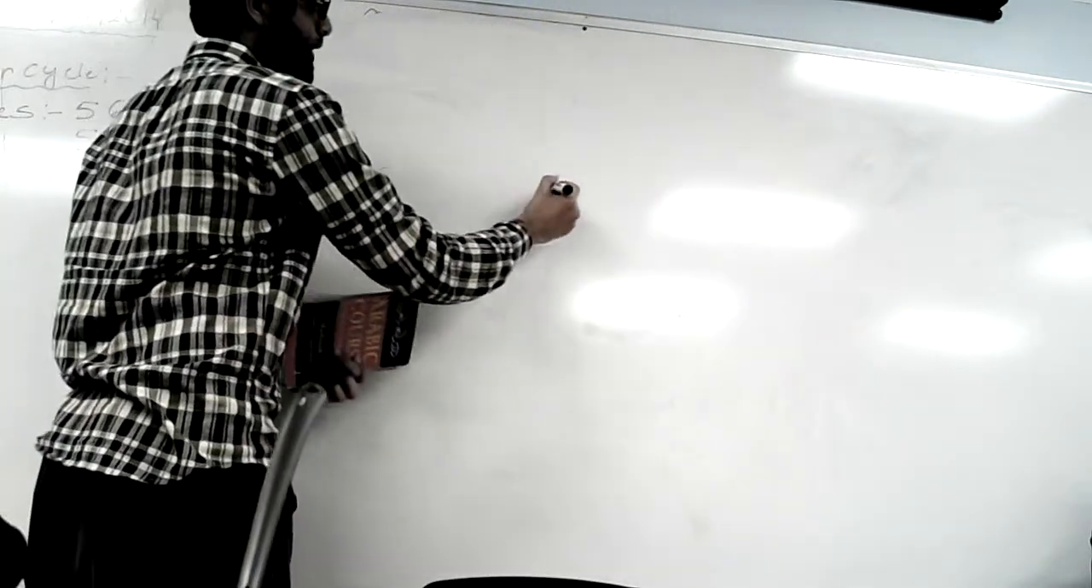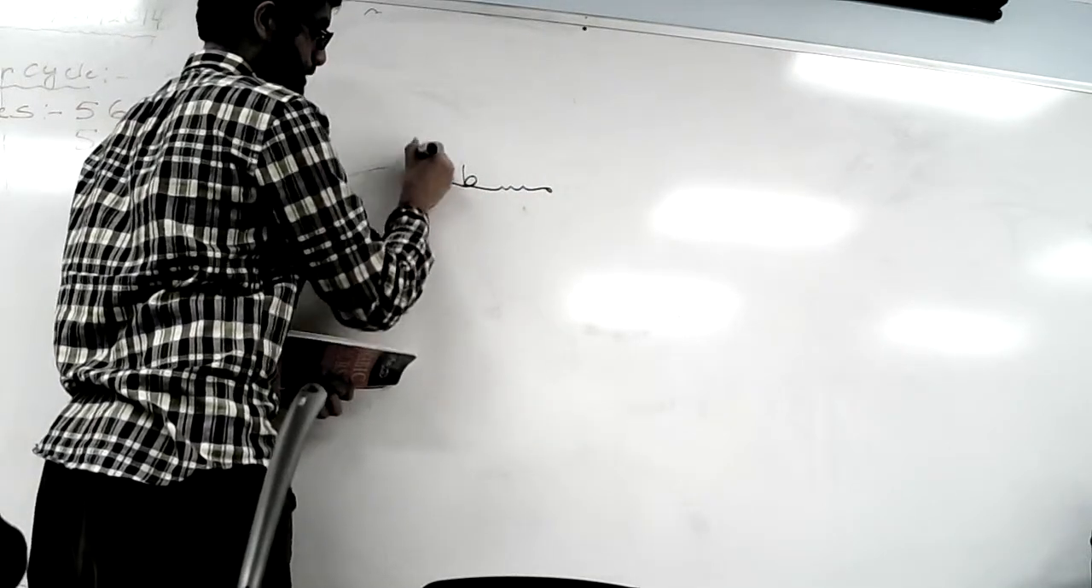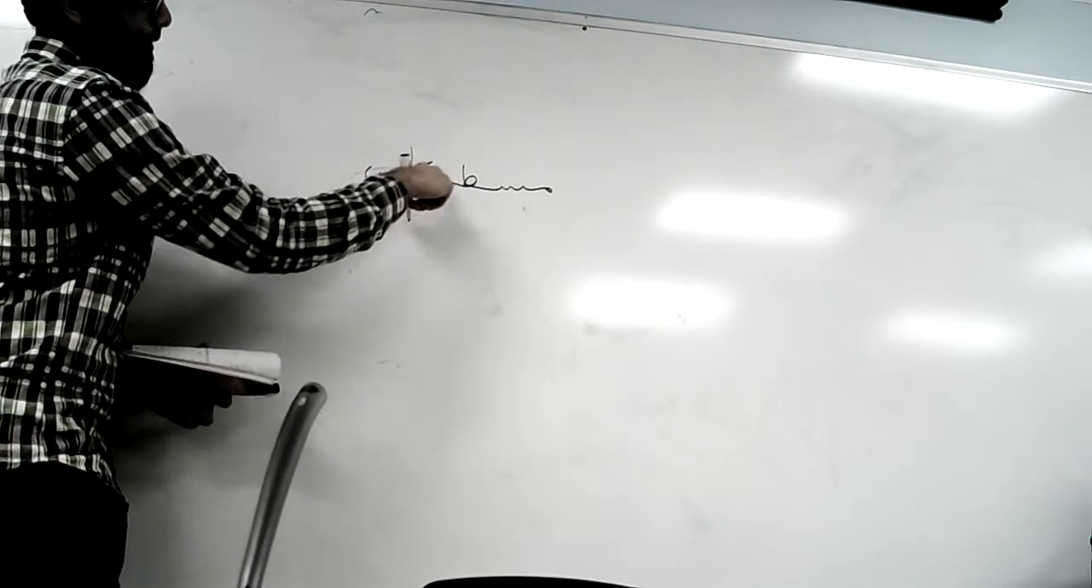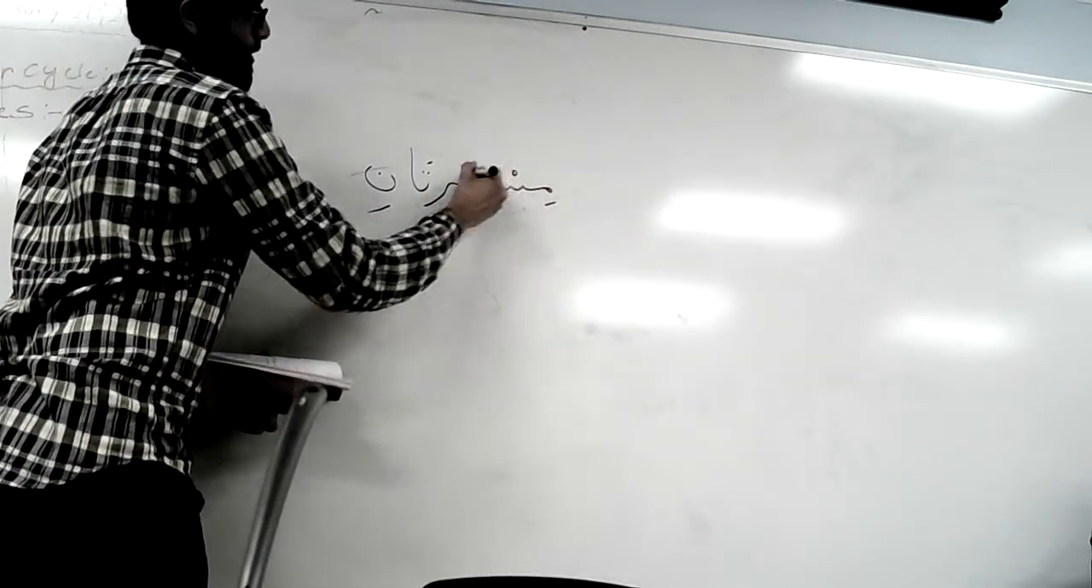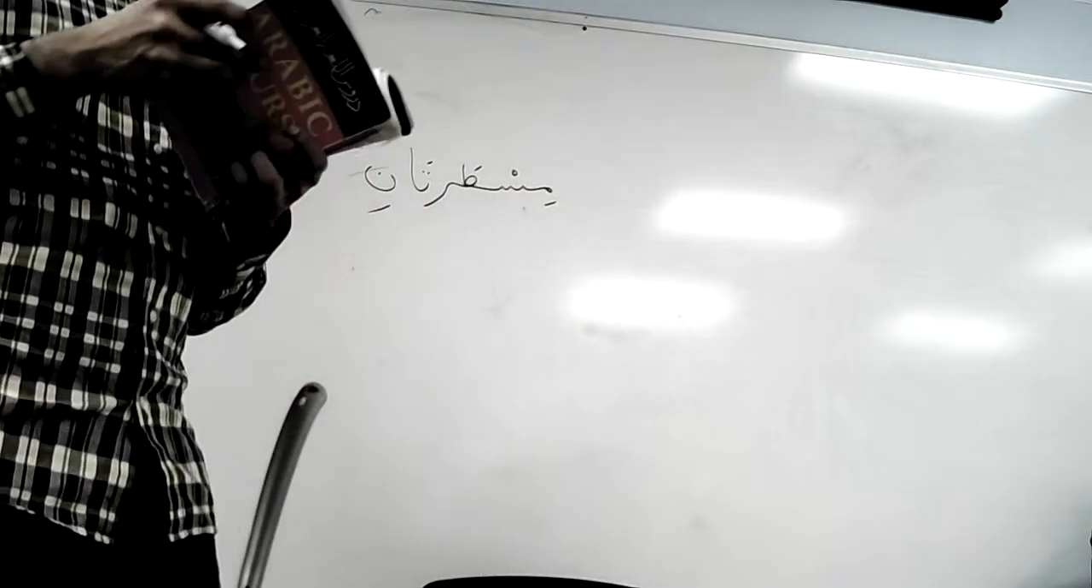So how do you make something with ta marbuta dual? You do the same thing, right? You add an alif noon. Mistaratani. So this is your ta marbuta right here, and you just take that, change it to a regular taa, and then you add an ani to it. Mistaratani.